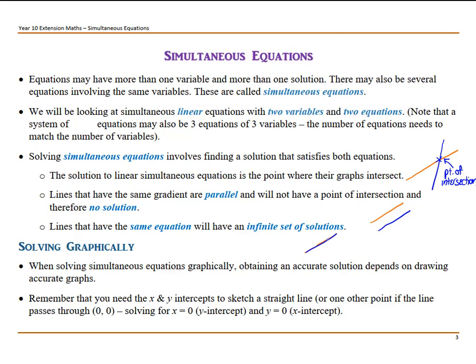Solving graphically. When solving simultaneous equations graphically, obtaining an accurate solution depends on drawing accurate graphs. So it's not the ideal method of solution because we're going to be estimating. Remember that you need the x and y intercepts to sketch a straight line, or one other point if the line passes through 0, 0. So we're solving for x equals 0 being our y-intercept and y equals 0 being our x-intercept. This is a good review of sketching linear lines.